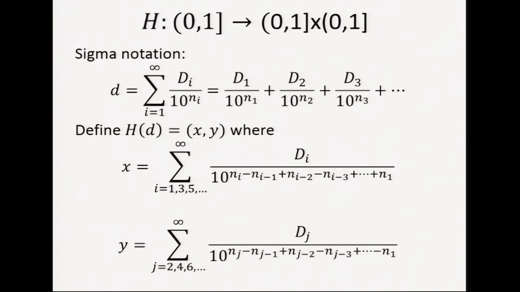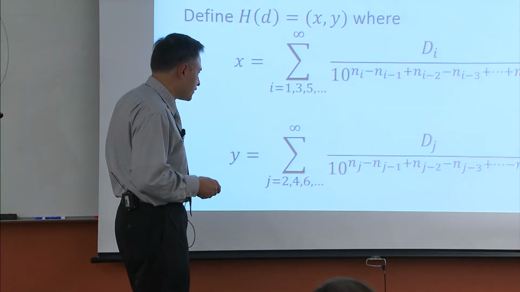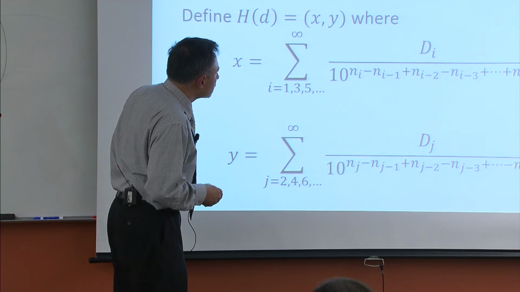So the x is the sum where we use the odd indexes, 1, 3, 5, and so forth. I could have used a different notation, 2n plus 1 or 2n minus 1. But the formula is not that pretty. It gets a little more messy. But technically speaking, I could have used 2n minus 1 and have a sum that runs over all of the whole numbers. Same thing with this.